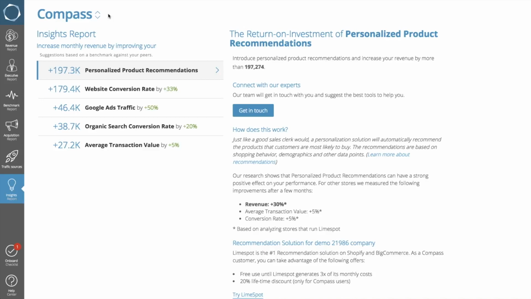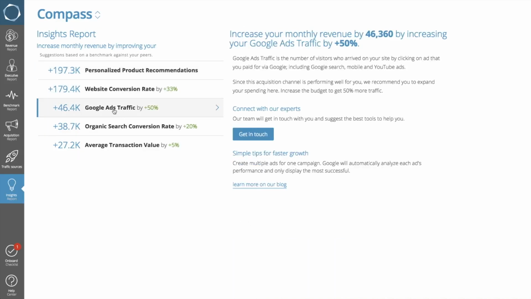The Insights Report provides tailored growth recommendations to boost your store's performance. We create the recommendations by studying the results of our more than 10,000 stores, analyzing your benchmark performance, and drawing logical conclusions based on your overall performance. Our first recommendation is to utilize personalized product recommendations, which could increase this store's revenue by more than $197,000 a month. We can make this prediction because we've studied how personalized product recommendations impact your revenue, conversion rate, and average transaction value.